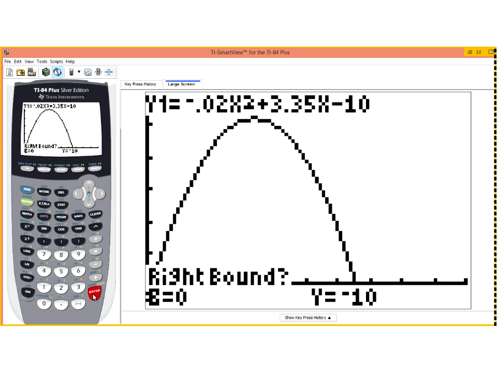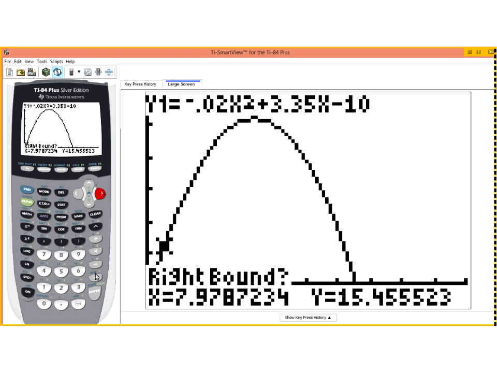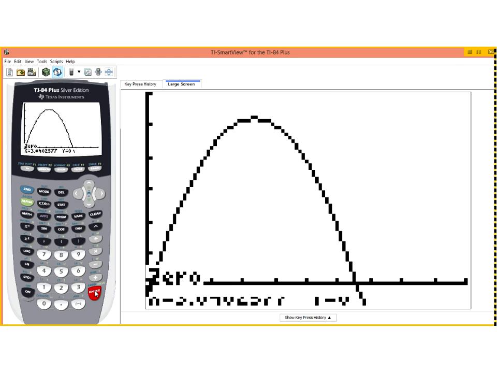I could use the arrows, but I can also just type in. And I know that this zero occurs to the right of x equals 0, so my left bound was 0, and I'm going to use the arrows now till I am to the right. And there we go. My first break-even point is x equals 3.040. So x is in thousands, so about 3,000 bouncy balls is my break-even point.